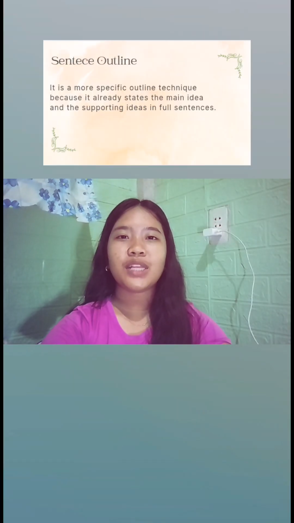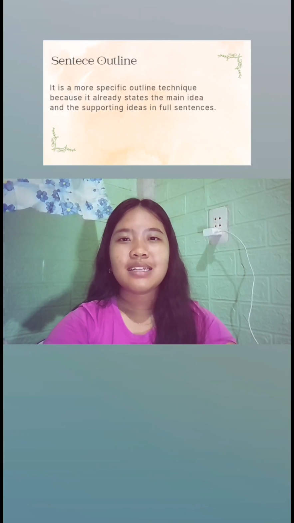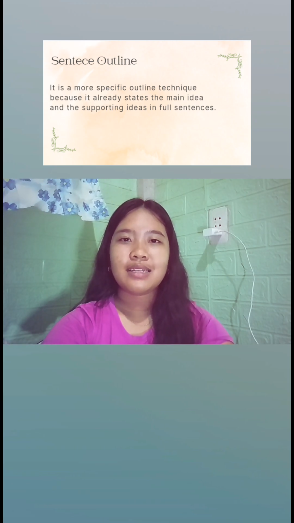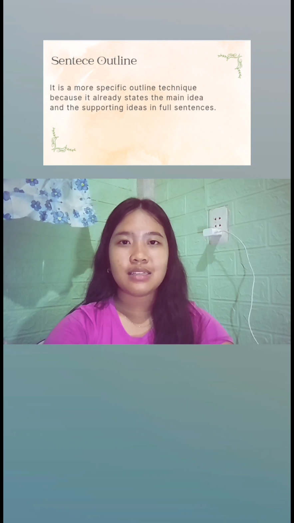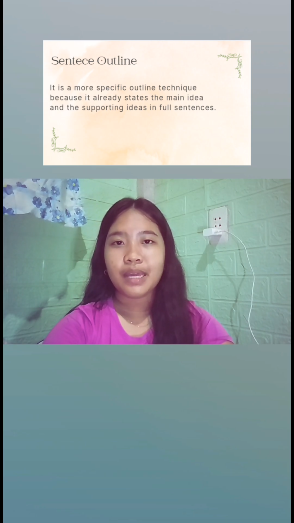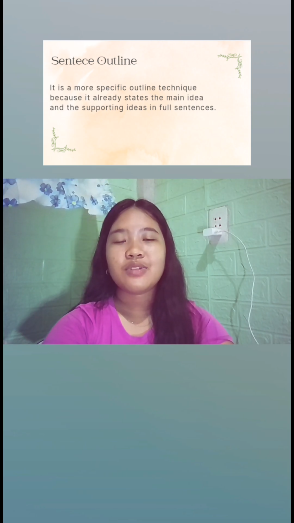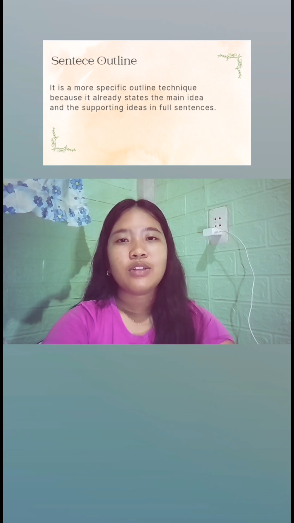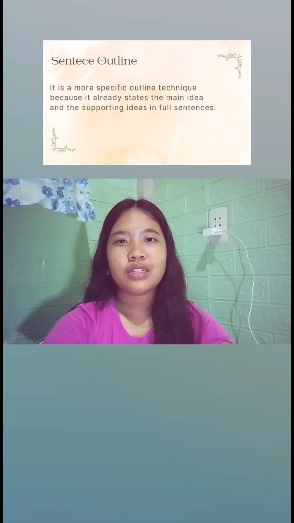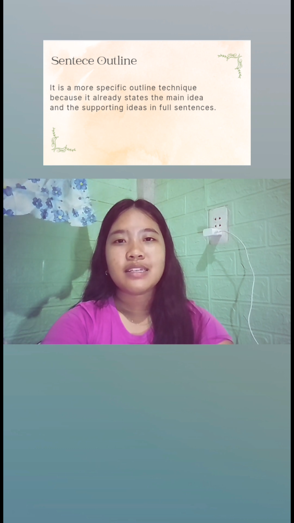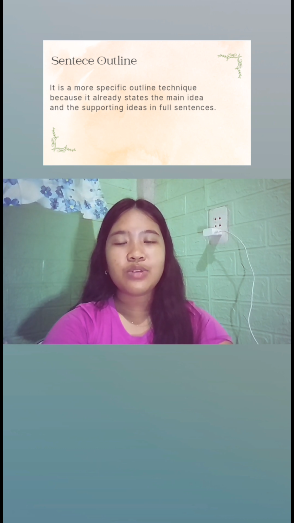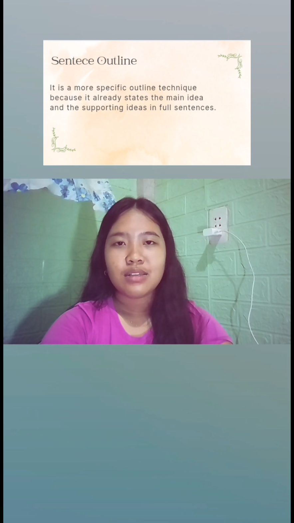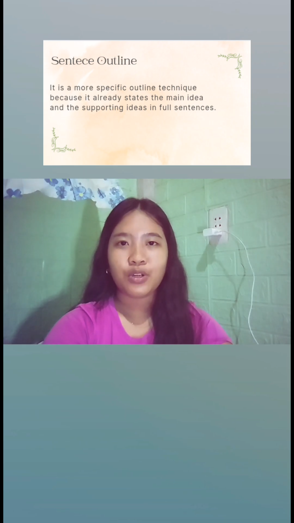So the question is, what is a sentence outline? A sentence outline is a formal writing that uses full sentences to state the main idea and supporting details, making it more detailed than a topic outline. It uses a hierarchical structure of Roman numerals, capital letters, and numbers to show how the ideas are connected to each other. So when we say sentence outline, you should always remember that it is a formal writing that uses full sentences to state the main idea and supporting details.